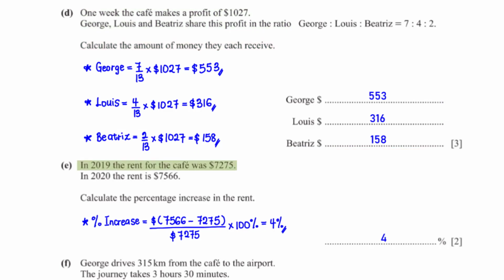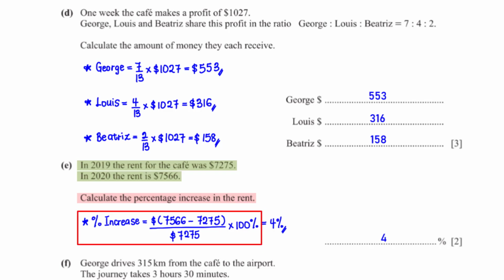In 2019, the rent for the cafe was $7,275. In 2020, the rent is $7,566. Calculate the percentage increase in the rent. The percentage increase in the rent is equal to the increase, which is $7,566 minus $7,275, divided by the initial cost of rent, which was $7,275, times 100%. This gives us 4%.